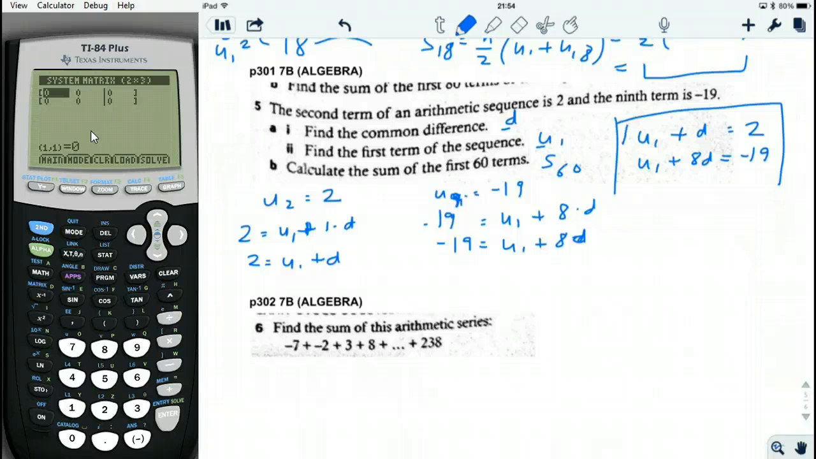So here I have 1u1, 1u1. It doesn't say 1u1, but when you don't have anything multiplied times it, it's not 0, it's 1, right? This is 1d and 8d. So the numbers I'm going to put in are 1, 1, 1, 8, and 2, negative 19. Okay? I'm going to put these 6 numbers in here.